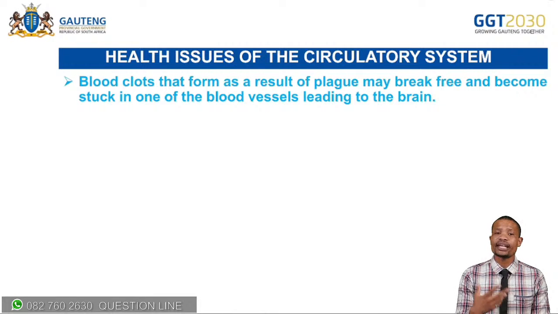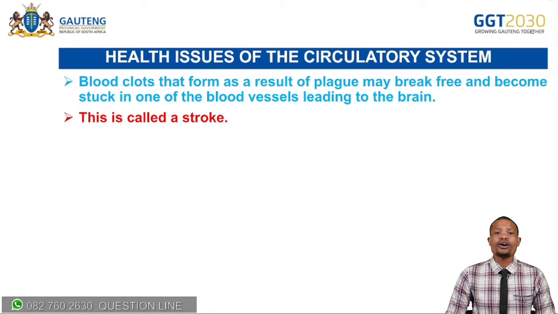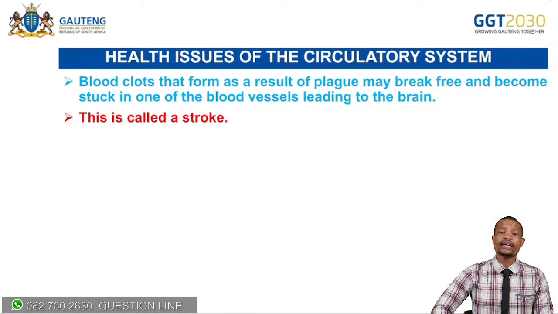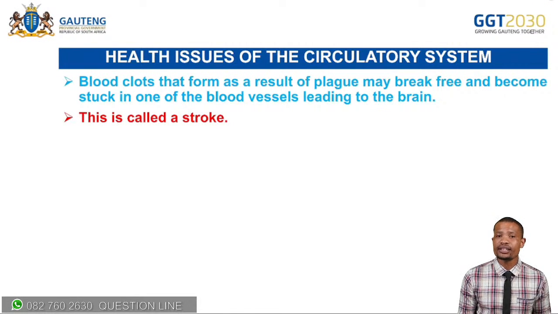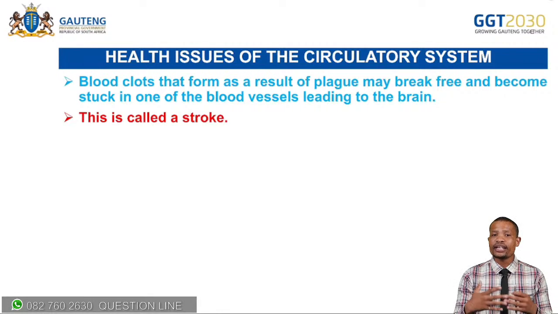Your body will not be able to respond to stimuli. Okay, your nervous system will not be able to function properly. This is called a stroke. Okay, when the blood vessels that are taking oxygen to your brain are blocked, you are having a stroke.